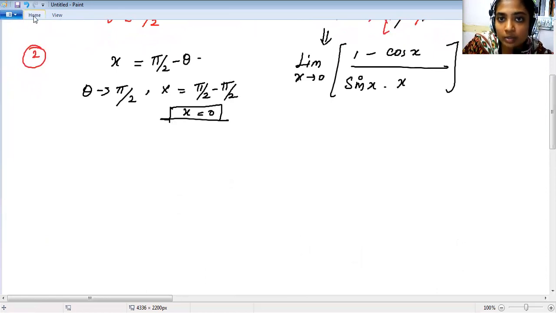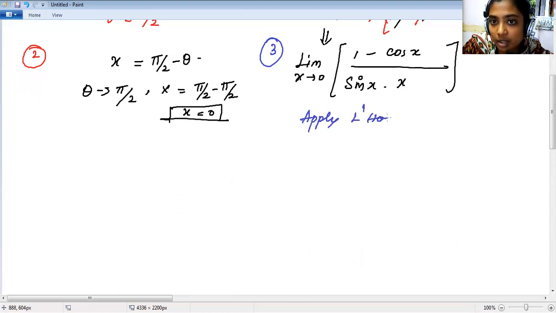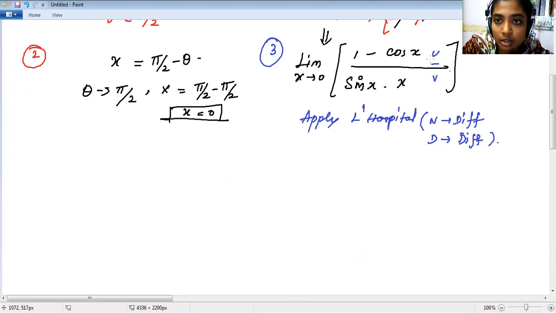Now how to solve this? This is my third step, solving this. This is very easy. Apply L'Hospital rule here. You only have to take the numerator and denominator and differentiate them separately. That is what L'Hospital rule is. You should not use the u by v method, and you should not integrate.